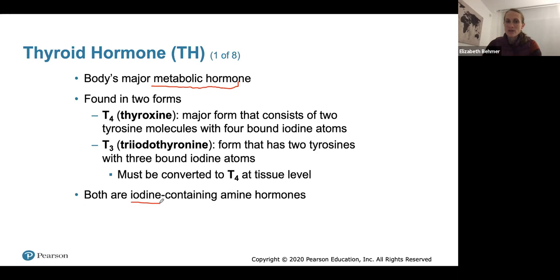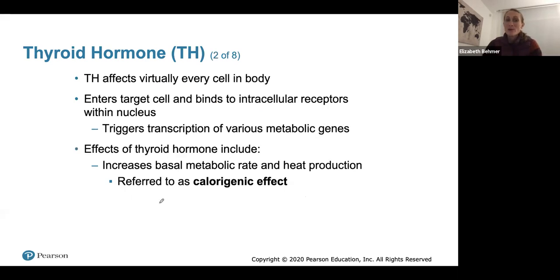So years ago, they started adding iodine to salt. So you'll see iodized salt in the grocery store for the iodine to help make these thyroid hormones active. Thyroid hormone affects virtually every cell in the body. It enters the target cell, binds to intracellular receptors. It triggers transcription of various metabolic genes. It increases the metabolic rate and heat production, and this is referred to as the calorogenic effect.